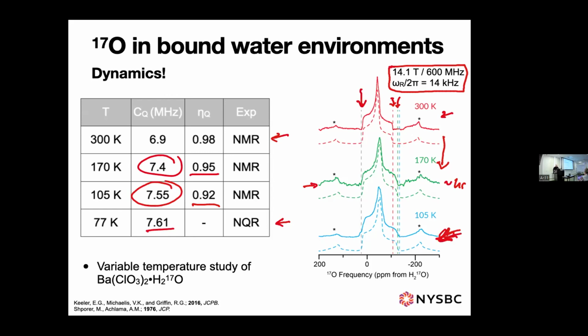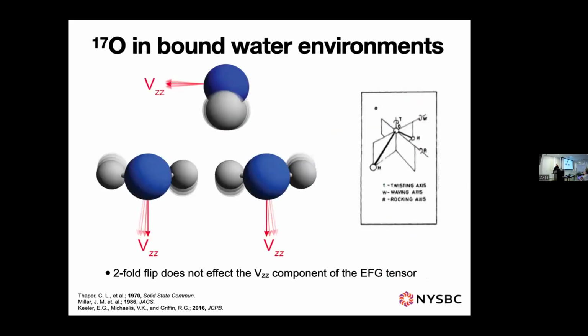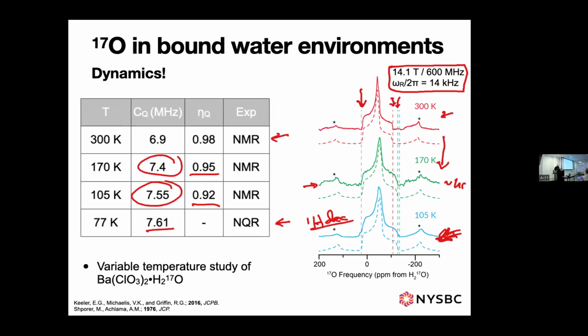Now, there's a caveat on this, and the caveat is that the bottom spectrum has proton decoupling. There's no proton decoupling in the top two spectra. I'll show you why. At 105 Kelvin, the hopping rate is slow enough that those protons are reintroduced, they're not moving, and you get a very different spectrum. We'll go over it in a minute.